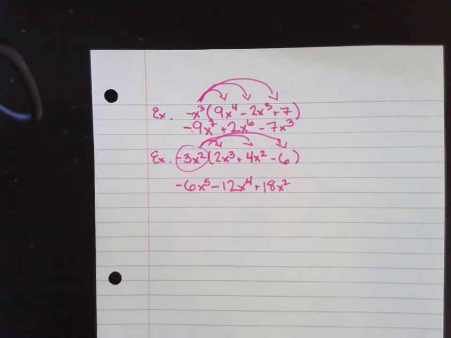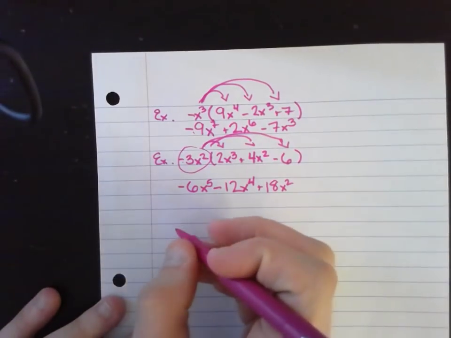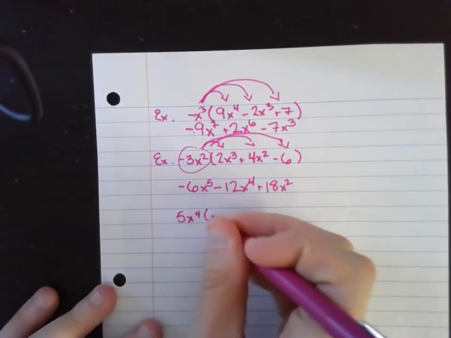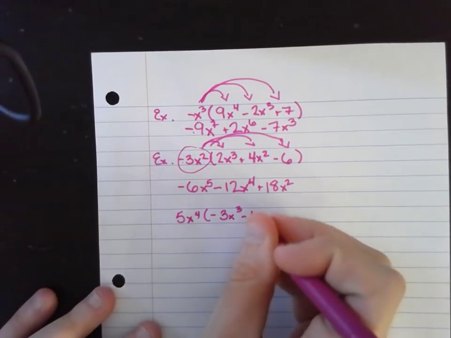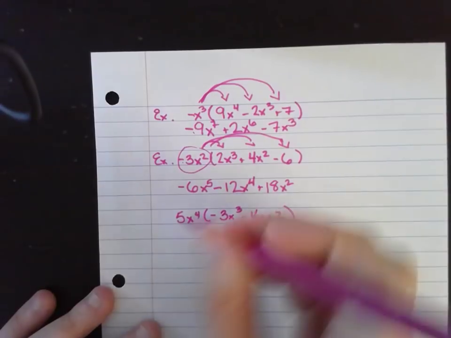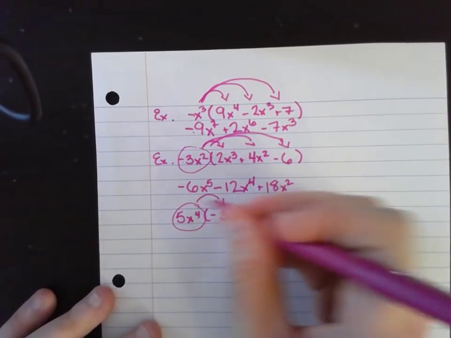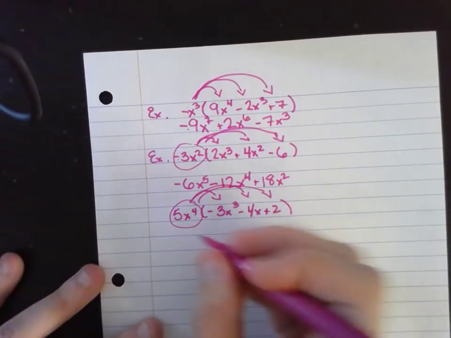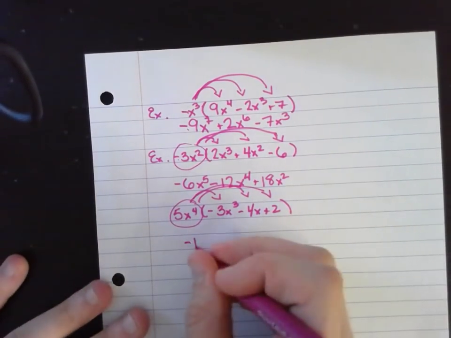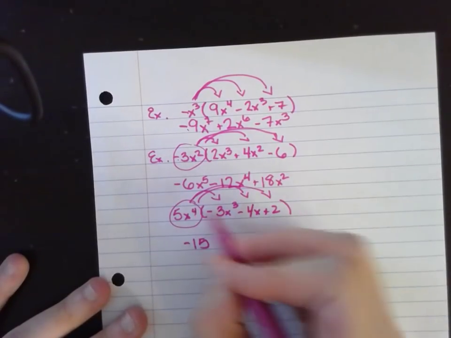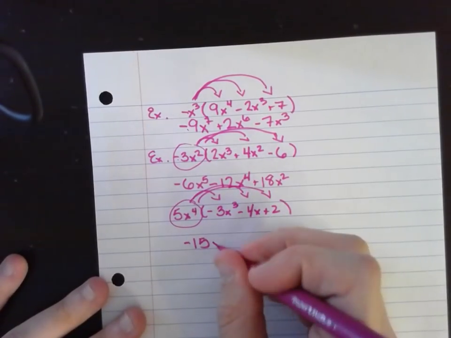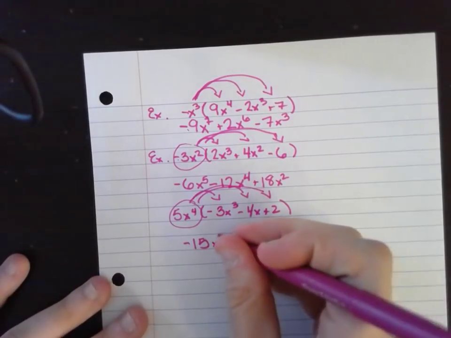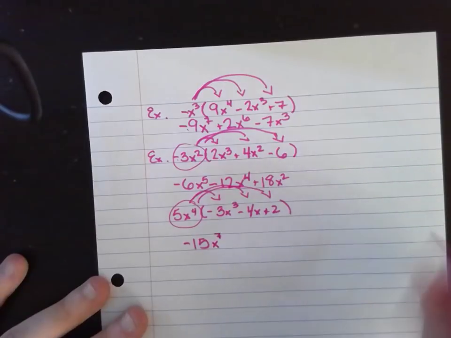Alright, moving on. Number 1. Simplify 5x to the 4th times negative 3x cubed minus 4x plus 2. Again, I'm going to take this entire term and multiply it to everything. So it's going to be negative, well, 5 times negative 3 is negative 15. X to the 4th times x cubed. What is it? Is it x to the 12th or is it x to the 7th? It's x to the 7th. Wow, I almost fooled myself.